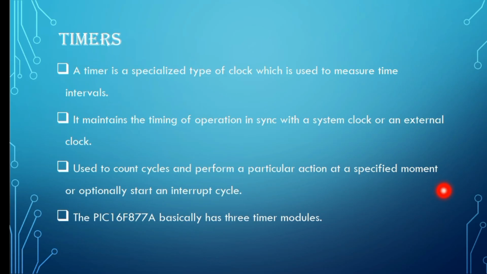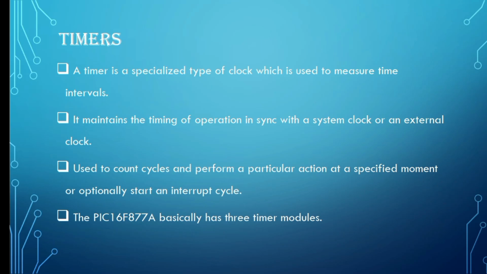Next, timers. A timer is a specialized type of clock which is used to measure time intervals. It maintains the timing of operation in sync with the system clock or an external clock, where timers are used to count cycles and perform a particular action at a specified moment, or optionally start an interrupt cycle. In this, we basically have three timer modules, where microwave timers allow you to set a specific amount of time for cooking or other tasks. We can use the timer to set time before cooking and run the timer for tasks other than cooking, such as resting food.